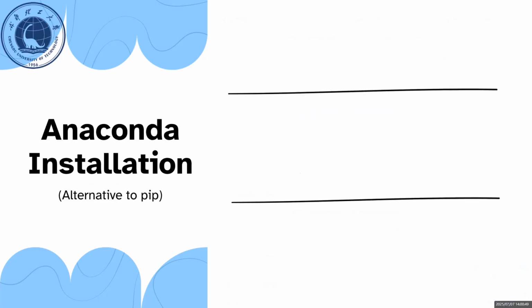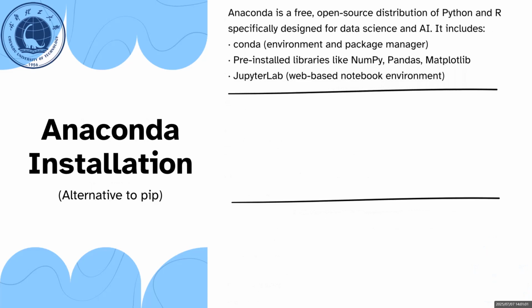Okay, so the next installation we want to also consider is Anaconda installation, which is an alternative to pip. So it's either you're considering the Python installation or the Anaconda installation. Now, let's see the steps. First of all, you need to understand that Anaconda is a free open source distribution of Python and R language, and it is designed for deep learning, machine learning, and AI in all.